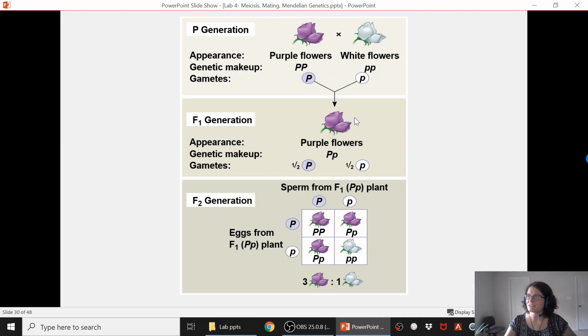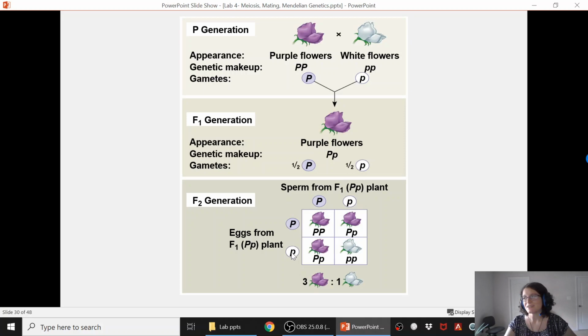And so here's how we put it together. When this one selfs, there are 4 different combos that can happen. The egg can give a big P. The sperm can give a big P, making a purple plant that's what's called homozygous dominant. The egg can be a big P, and the sperm can be a little p, giving a purple that is heterozygous. And we'll talk about the definitions of these.